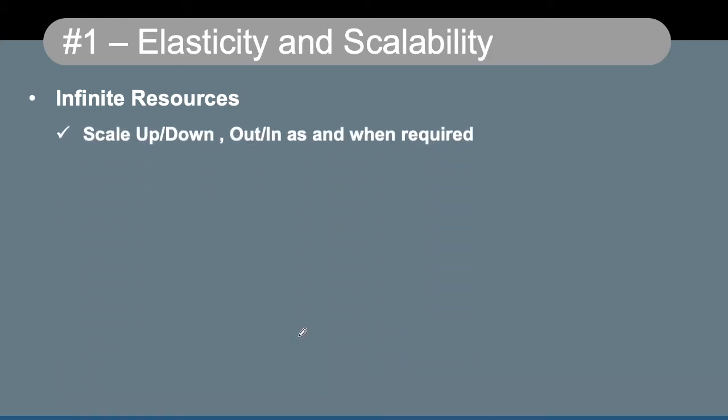Now, the first and foremost important aspect of public cloud is elasticity and scalability. That means the resources are virtually infinite, so you can provision the resources whenever you want and they are always available. This provisioning can be done manually, and in some cases it can be done automatically as well. You can scale up, scale down, scale out, scale in as and when required, and you can also define auto configuration policies so that scaling up and scaling down can be done automatically.